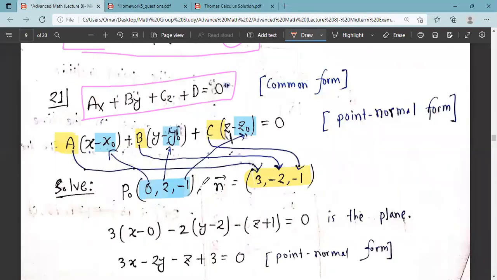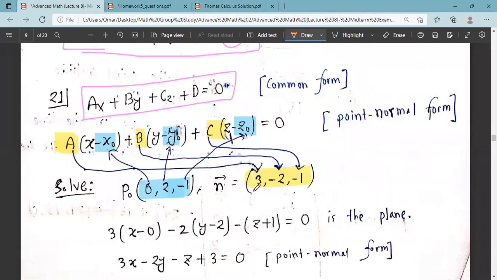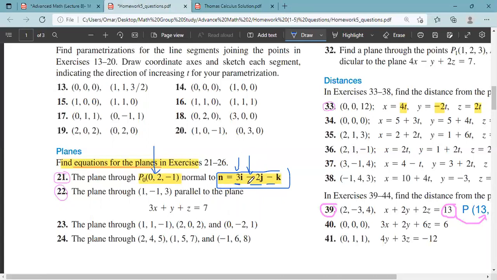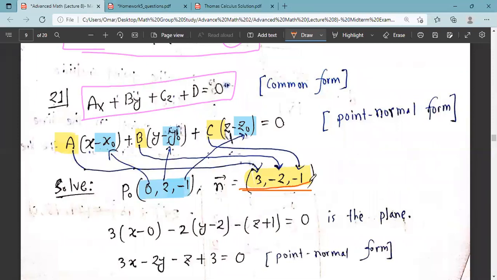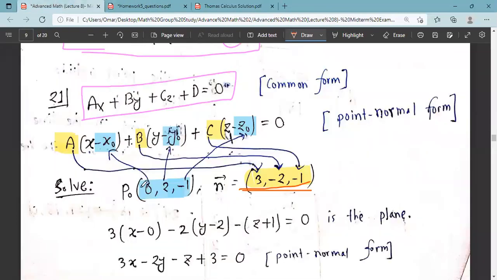If you take the coefficients of this normal vector, it will be 3, minus 2, and for k, right? So I have written here 3, minus 2, and minus 1. This is the coefficient. And then the point is here 0, 2, and minus 1. So the point is 0, 2, and minus 1.